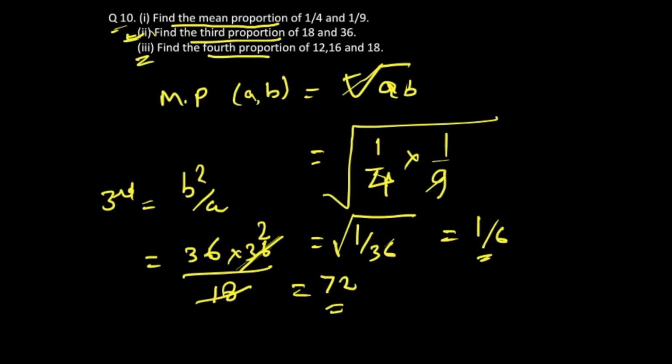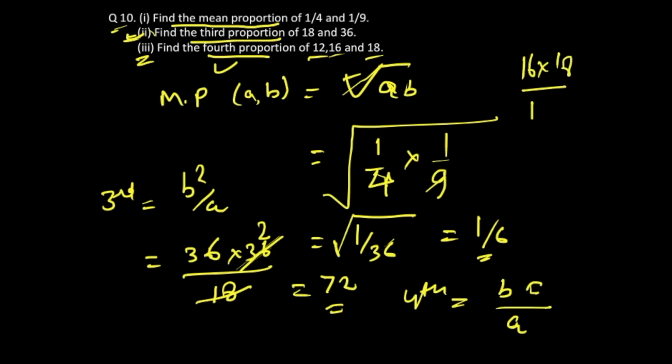The third part of the question is talking about the fourth proportion. The fourth proportion for three numbers a, b and c can be written as b into c divided by a. So here b is 16, c is 18 and a is 12. 4 times 3, this is 4 times 4, and 3 cancels 18 by 6. 6 times 4 is 24. So this is your fourth proportion of these given numbers.